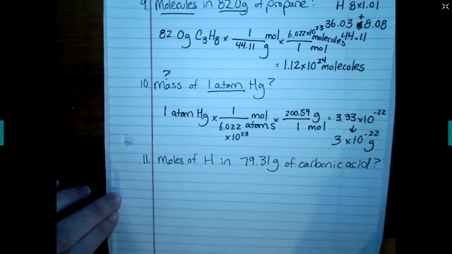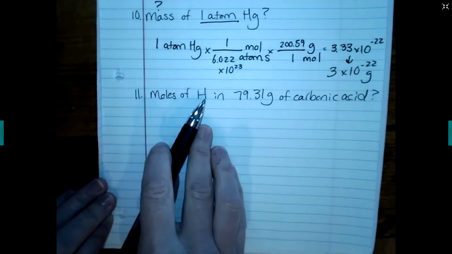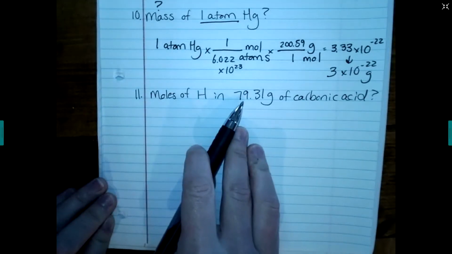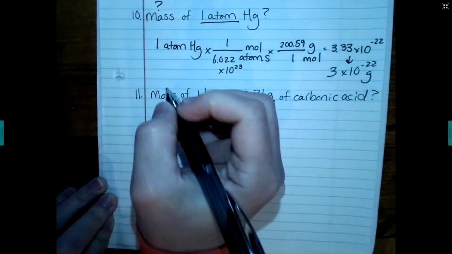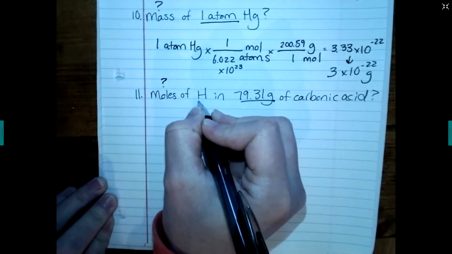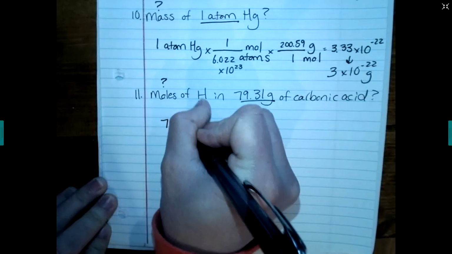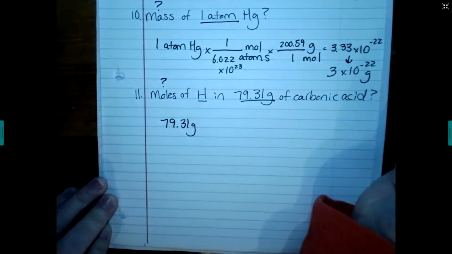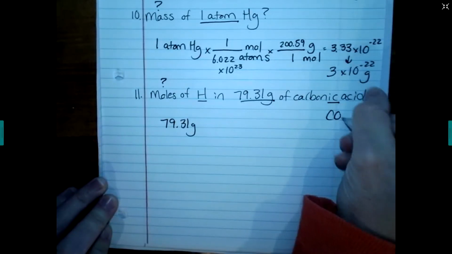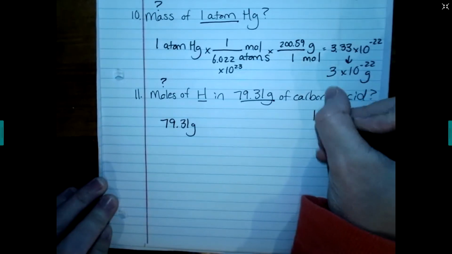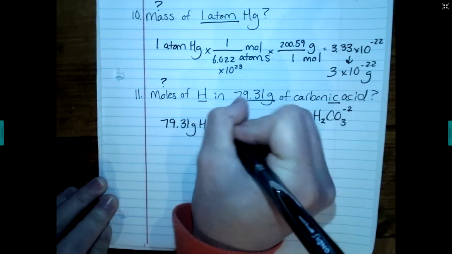Okay. So moving on to our last problem. Moles of hydrogen in 79.31 grams of carbonic acid. So we know how many grams, we don't know how many moles of hydrogen. So I'm going to start with what I know, 79.31 grams. Remember, carbonic acid ends in ic, so that's carbonate, -2 charge, so you need 2 hydrogens, H2CO3.